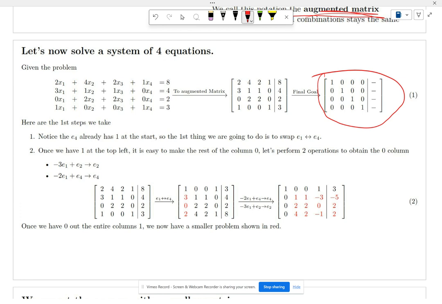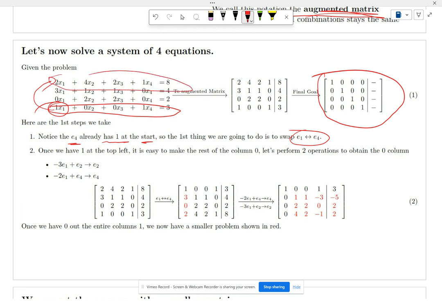Here are the first steps we take. Notice E4 already has a 1 at the start. So why don't we just put that at the top, because then that simplifies things. The first thing we're going to do is swap E1 and E4. So after the swap, notice the top one, that's E4. Now it's E1. And E1 is now E4.